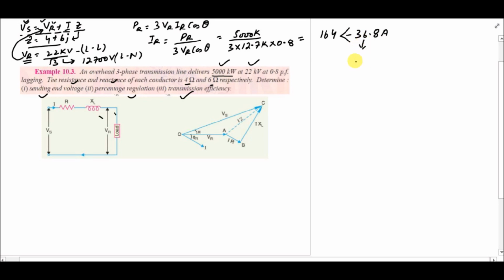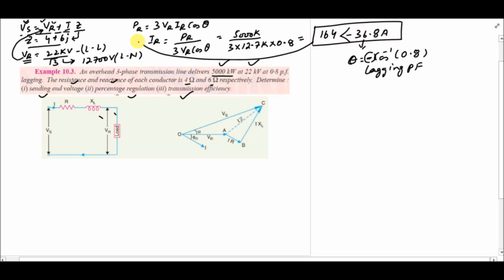For this you will have theta is equal to cos inverse 0.8, and minus here because the power factor is lagging. This is due to lagging power factor. So this is your receiving end current. So you will use this here.